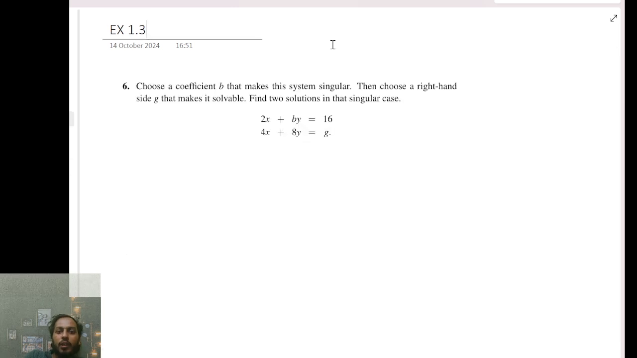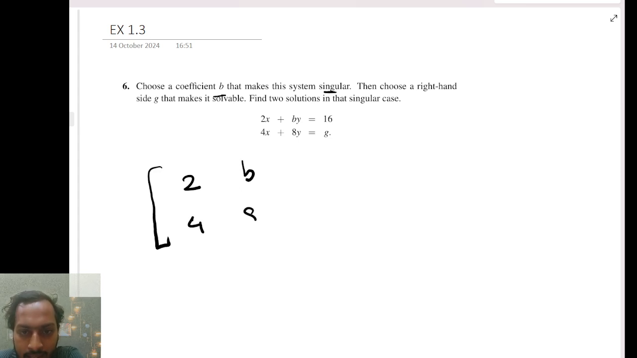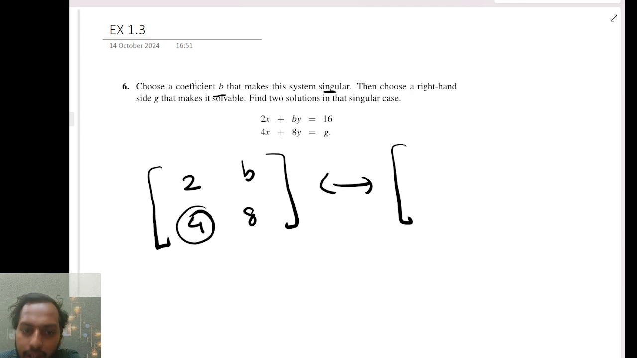Okay. Now let's come to question number 6. I hope I am not going fast. In question number 6, again they are giving you two equations and they are asking you to choose the coefficient of b so that the system will become singular. So again I have a matrix, which is 2, 4, b and 8. Am I right? And according to Gauss elimination, I want to kick out this 4. What multiplier of row 1 should I choose to kick out this 4? 2 obviously.